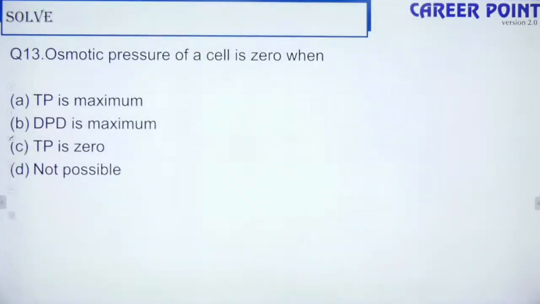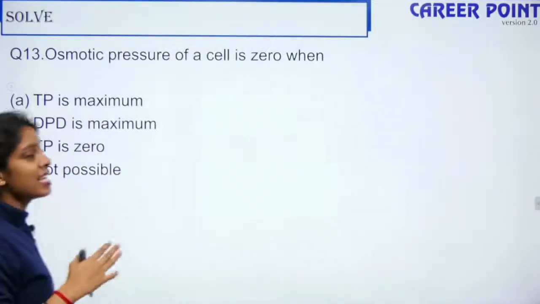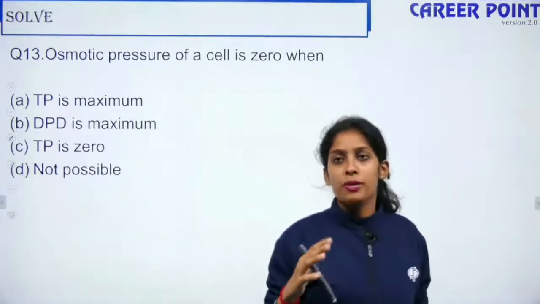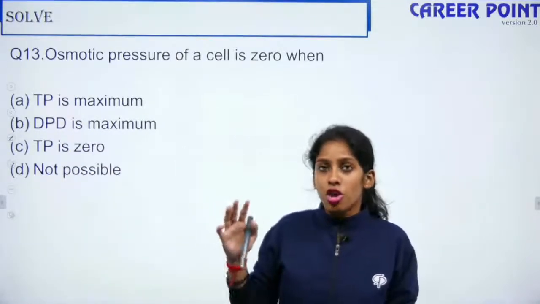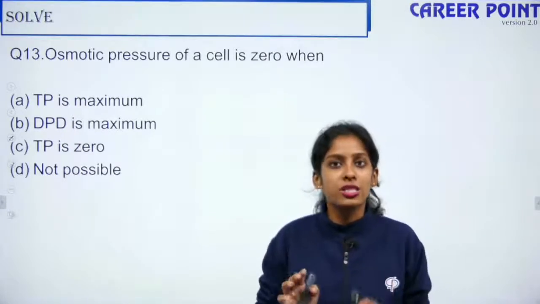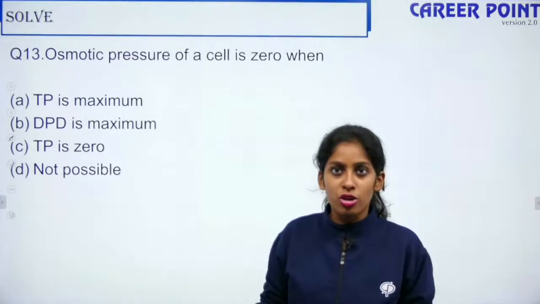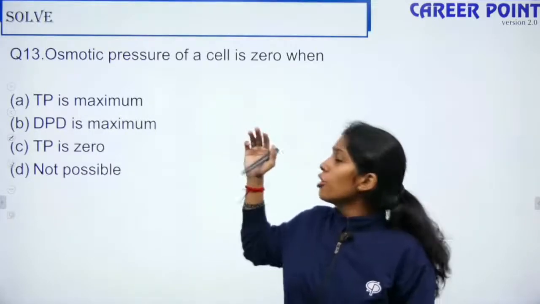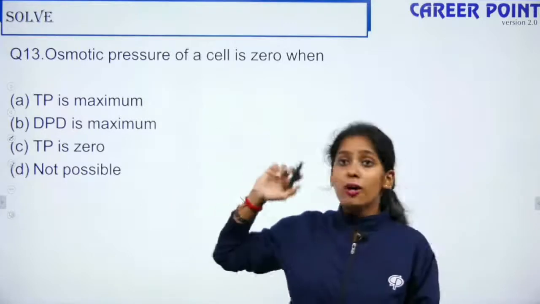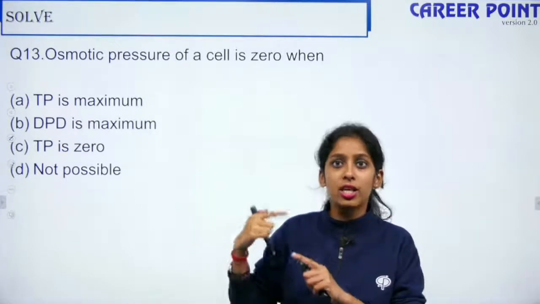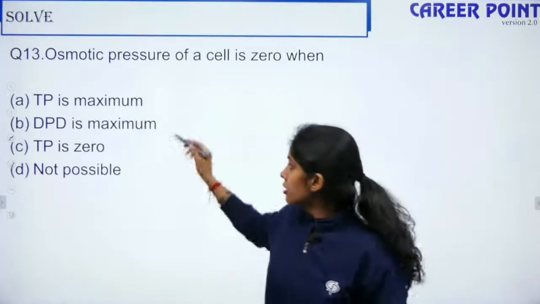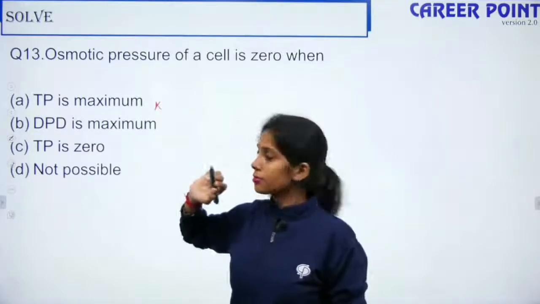So let's move further. Osmotic pressure of a cell is 0 when? So what is osmotic pressure? The ability of a particular solute to stop the movement of the diffusing water so that the solution becomes diluted. So that is your osmotic pressure, right? Osmotic pressure of a cell is 0 in what condition? When turgor pressure is maximum? No, when turgor pressure is maximum, osmotic potential is also maximum, right? So this condition is not possible.